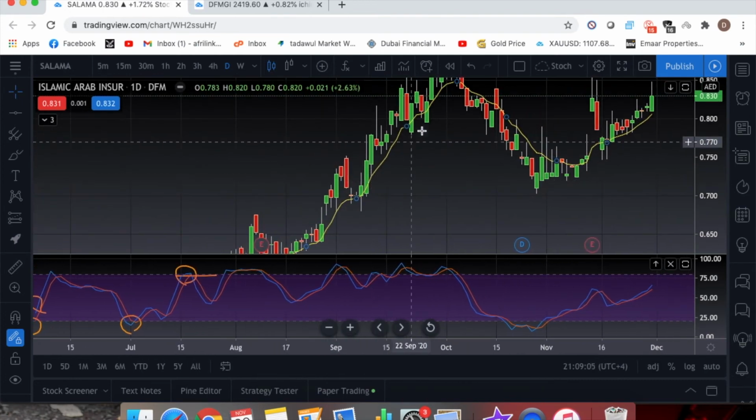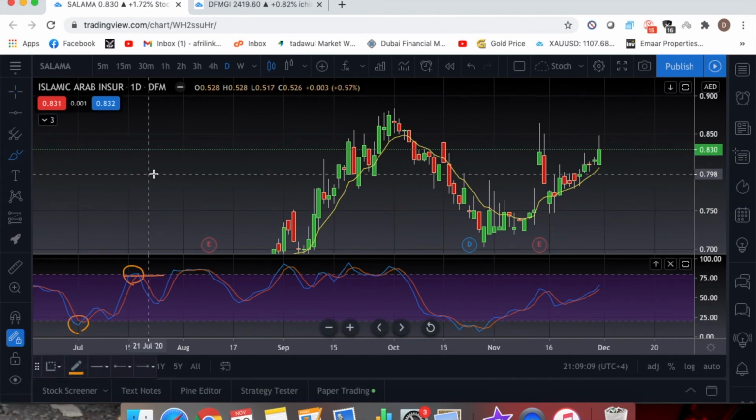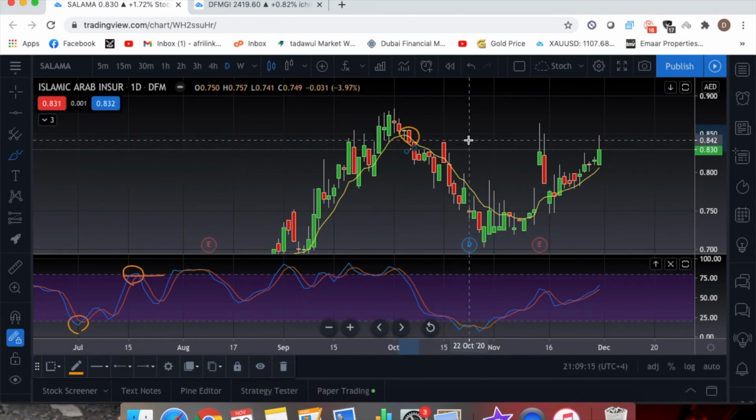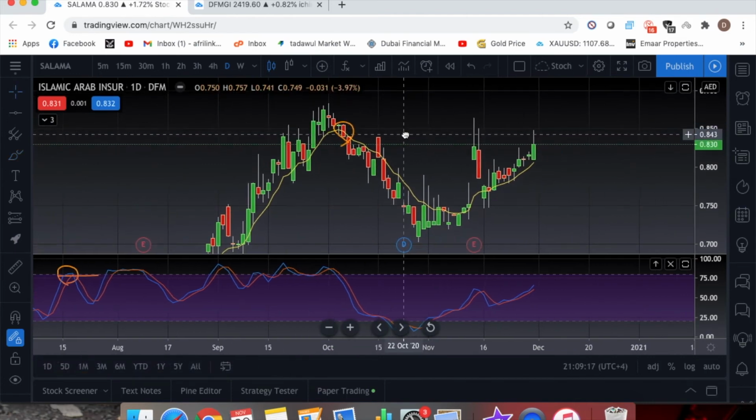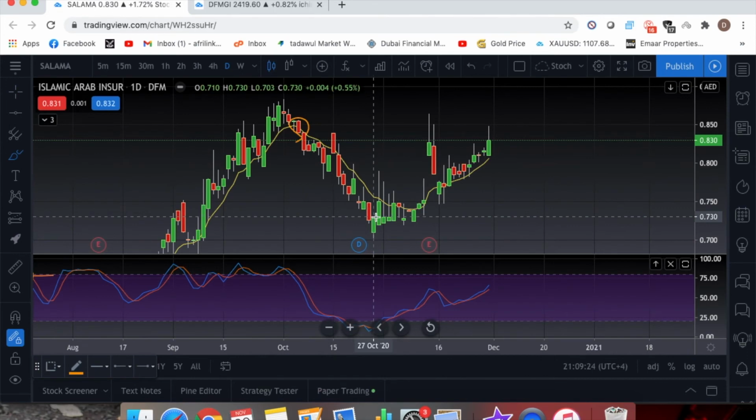You are holding this trade for how long? For so many days, and now you exit the trade at this level. This is called a solid gain. This is called a perfect trade, and you can make huge profit out of this strategy. Again, we will see a recent example. Check this one out.